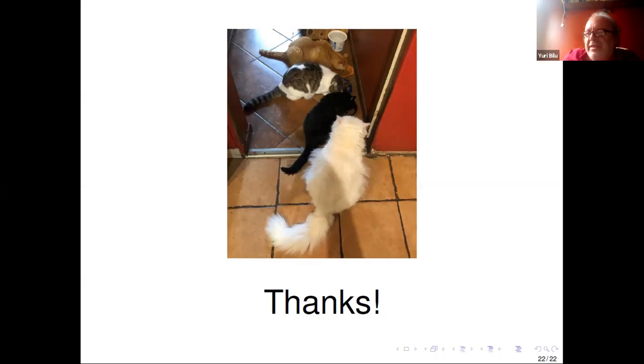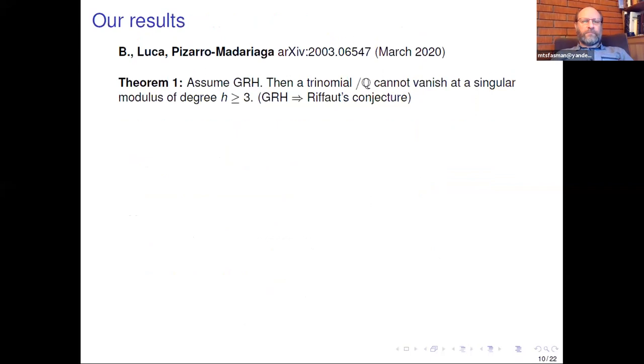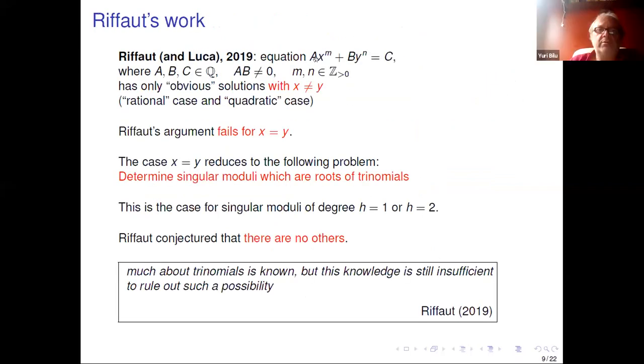Well, you see, it is all in the realm of what is called unlikely intersections. All about this. And of course, you can phrase it in terms of certain algebraic varieties not having certain special points and so on. Well, all this is about unlikely intersections. If we take it together with the Riffaut result about X and Y, so just consider this equation.